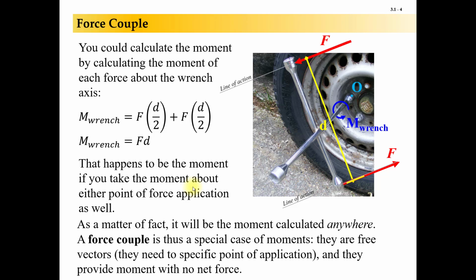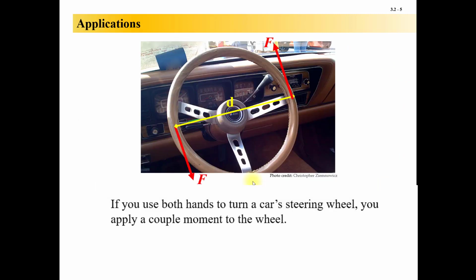These two forces don't actually have any net force, right? Because they cancel each other out. If F is pointing down and to the left up here, it's up and to the right over here. They cancel each other out. So there's no net force. It adds a moment, and the moment is a free vector. And so a free vector means it has an orientation, but no point of application. You can have it be anywhere. It's just, in this case, a counterclockwise moment of F times d.